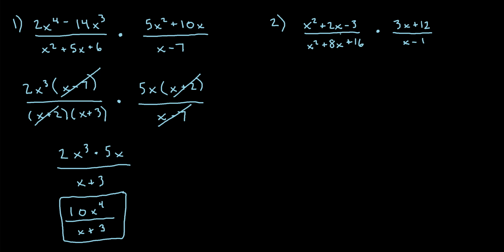So we want to do the exact same thing. We want to factor the numerator and the denominator of each expression, and then just multiply straight across. So x squared plus 2x minus 3. We need to ask ourselves, what numbers multiply to negative 3 and add to positive 2? So that would be x minus 1 and x plus 3.